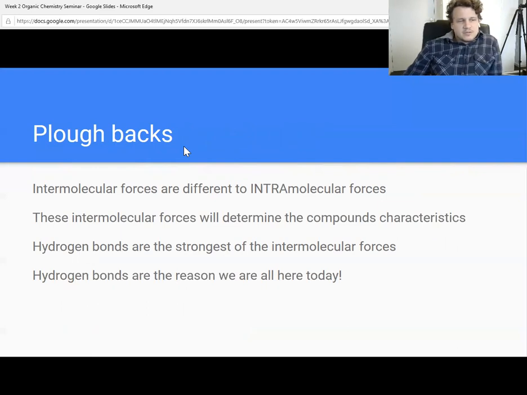So intermolecular forces are different to intramolecular forces. As we know, they are weaker than covalent and ionic bonding. They determine the compound's characteristics. So boiling point, solubility, melting point, reactivity are the big ones. So hydrogen bonds are the strongest of the three intermolecular forces, and the hydrogen bonds are the reason we are all here today.